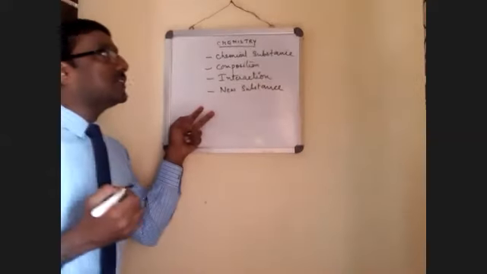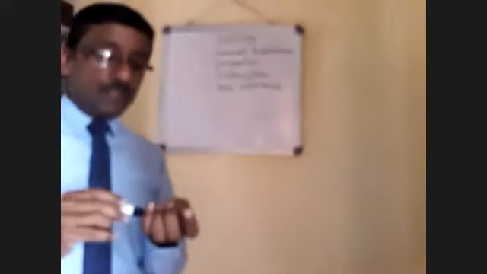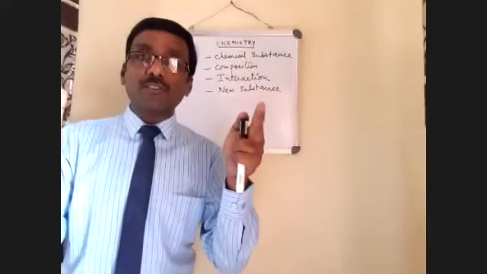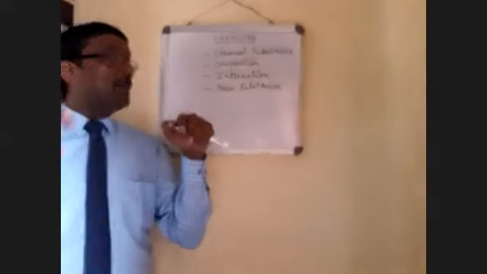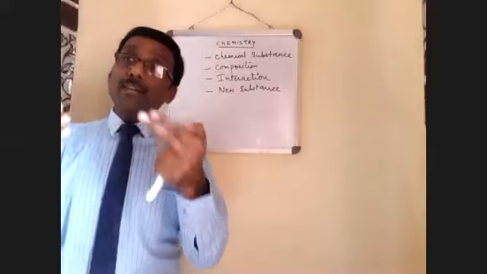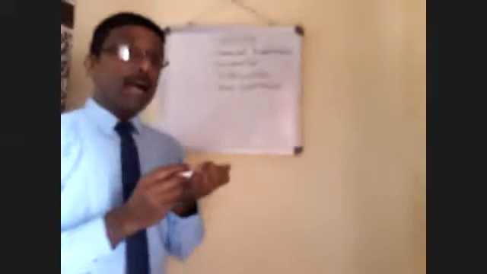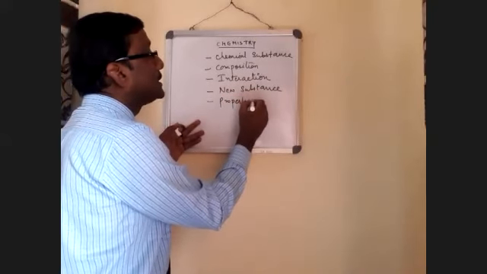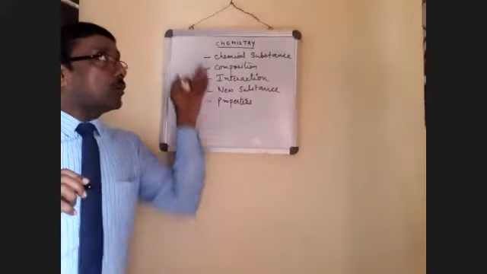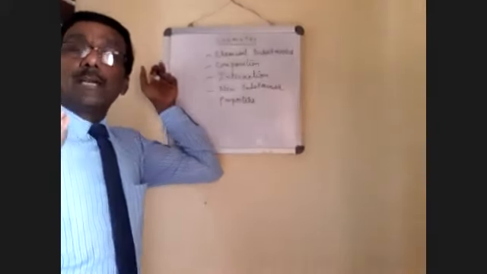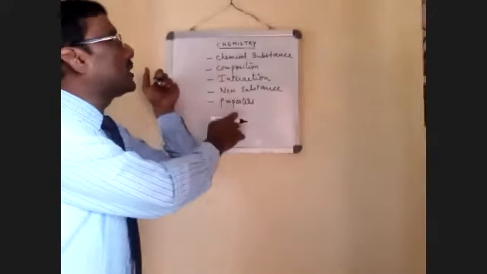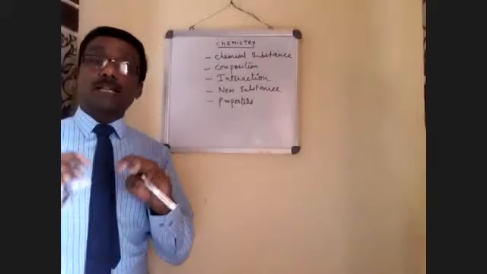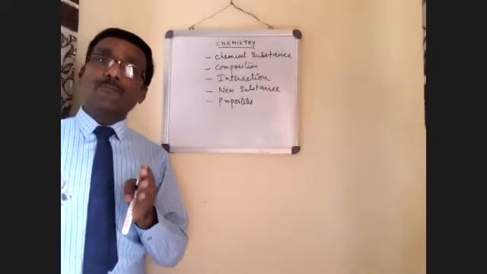So this is exactly the definition of chemistry, which says that chemistry is a science which deals with chemical substances, their composition, their interaction and formation of new substances, and moreover, the properties of the substances, which we should never miss. These all together are what we call chemistry. Now, before going deep into chemistry, let us analyze how chemistry is helpful in day-to-day life.